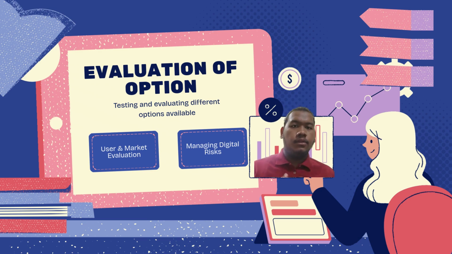Coming back to me again, we have the E of HINGE, evaluation of options for Touch 'n Go. Evaluation of options means testing and evaluating the different options available. This includes measuring performance, understanding risk, ensuring compliance, and determining whether the innovation delivers strategic value for both the organization and its users. I'll be talking about the user and market evaluations as well as the ways of managing digital risk in Touch 'n Go.